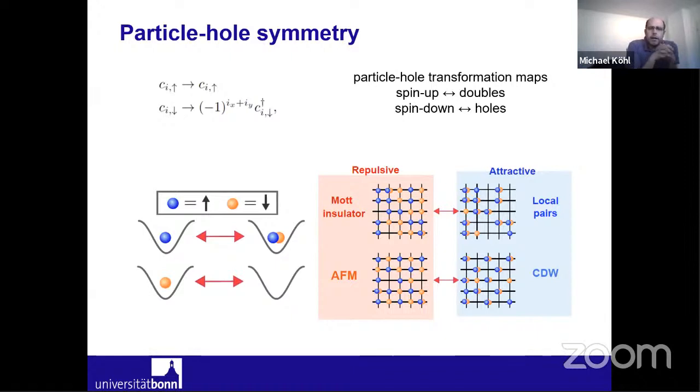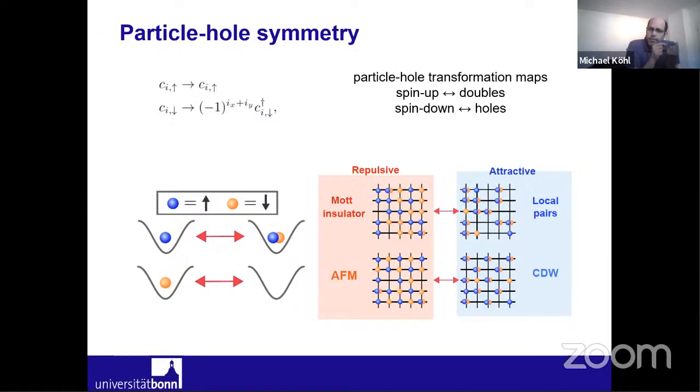If you do this mapping, then you will find that a spin-up particle maps onto a doubly occupied site, and a spin-down particle maps to a hole, so an empty lattice site. That is shown on the bottom left graph. That is basically what this particle-hole transformation does for a spin-full system. If you take this analogy further and ask what happens to my many-body states if I do this particle-hole transformation, then you see that this Mott insulator, which is mainly singly occupied sites to start with, either spin up or spin down, then maps to a state of local pairs.